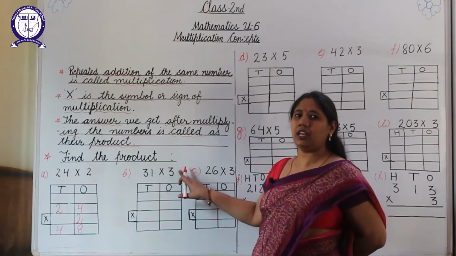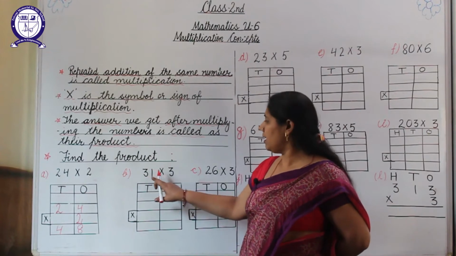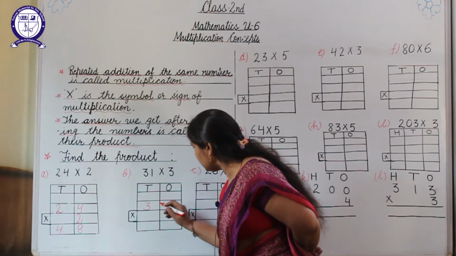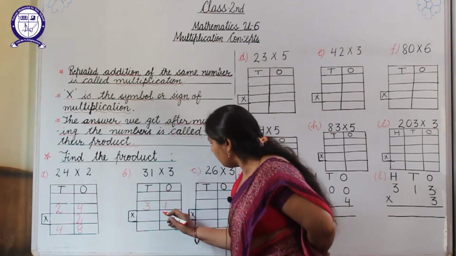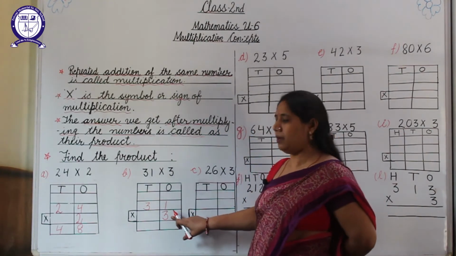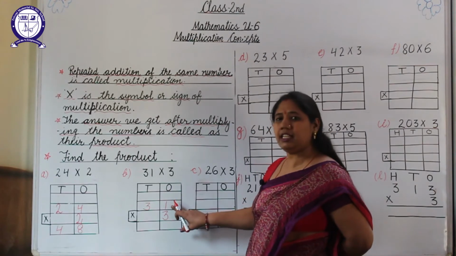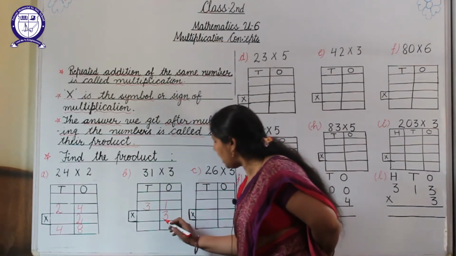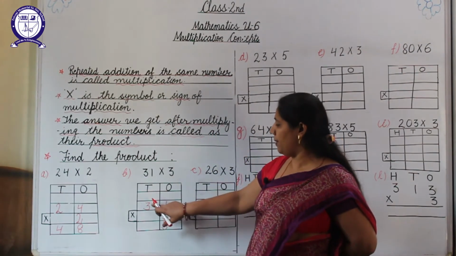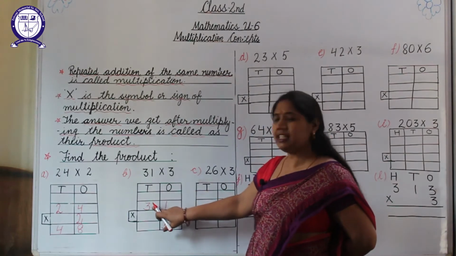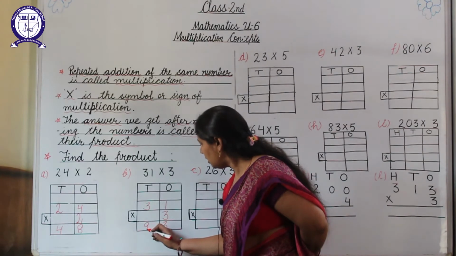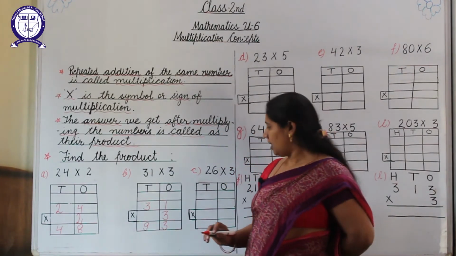Come to the next question. 31 multiply by 3. We have to read it. Firstly arrange in column. 3 tens, 1 ones. Multiply by 3. So friends, remember, firstly we have to multiply by the ones digit. The ones digit is 1. 3 ones are 3. Now we have to multiply by the tens digit. Our tens digit is 3. 3 threes are 9.